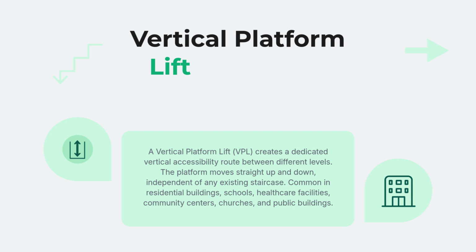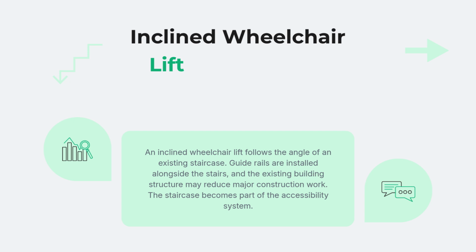An inclined wheelchair lift works differently. Instead of moving vertically, it follows the angle of an existing staircase using guide rails installed alongside the stairs. This can be a practical solution for retrofit projects because it uses the existing building structure and may reduce major construction work. However, the staircase becomes part of the accessibility system. If the staircase is narrow or heavily used, the lift may affect normal pedestrian movement.